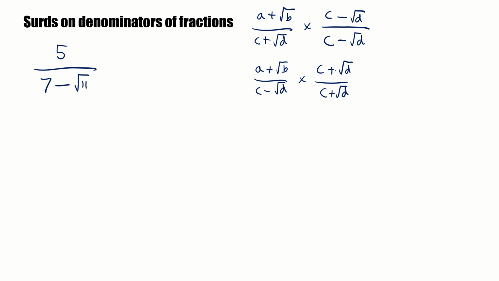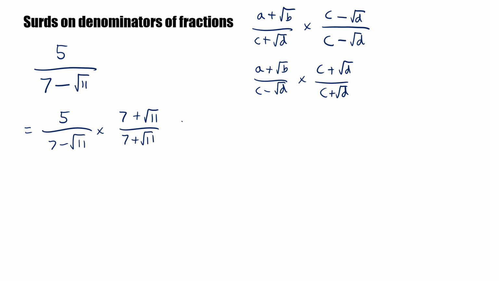Either way, you're still having to multiply the top and bottom by the same thing, and that's worth hammering home. But what changes is that whatever you see in the denominator, you change the plus to a minus or vice versa, and that's what you multiply top and bottom by. So for our example, 5 over 7 minus root 11 will become 5 over 7 minus root 11 times 7 plus root 11 all over 7 plus root 11.